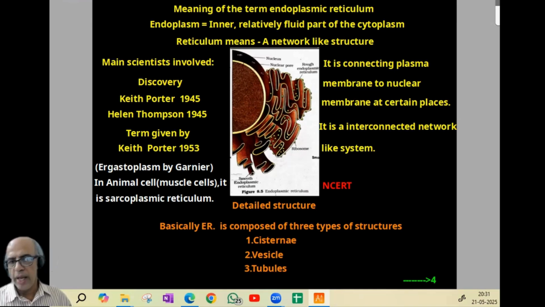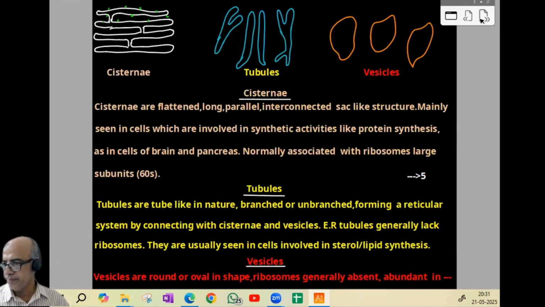Now, on the other side of the diagram, everything given will be easy for you. The endoplasmic reticulum is connecting the plasma membrane to the nuclear membrane at certain places. It is an interconnected network-like system. Diagram given in NCERT. Now, basically, what are the components of the endoplasmic reticulum or ER? 3 types of structures we have to learn: cisternae, vesicles, and tubules. So we can proceed to it.